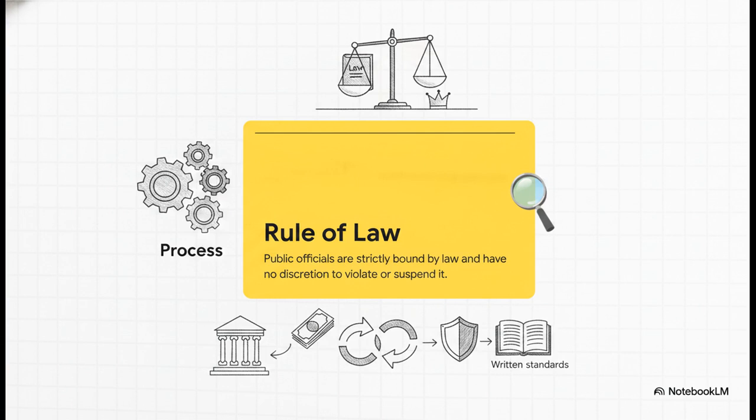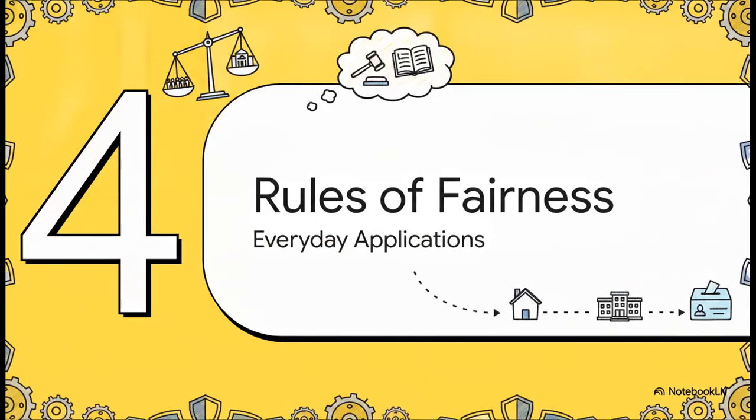And notice something important here. The rule of law isn't just about written standards. It fundamentally requires due process. That means not just following the letter of the law, but executing it fairly, transparently, and consistently so that citizens are treated with basic dignity. Which brings us to Section 4, the rules of fairness and their everyday applications.